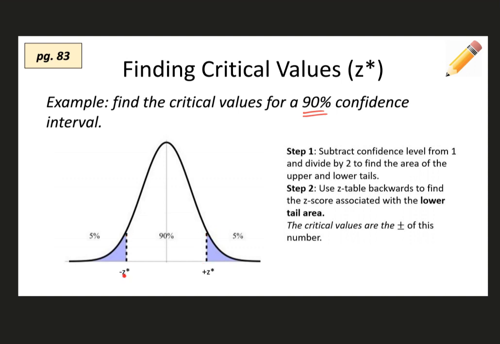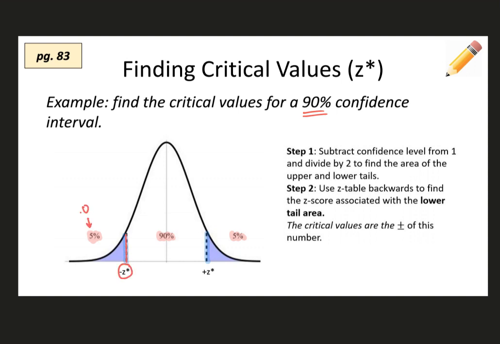Well, to figure out what our critical values are, so where we're going to cut off our distribution, we're going to take our confidence level, 90%, subtract it from 1, or 100%, which would leave 10%, and then we're going to divide that by 2 to figure out how much goes in each tail. So remember that these three numbers here, the 5, 90, and 5 should add up to 100%. What we're trying to figure out is where this cutoff point is to separate the middle 90% from the rest of the distribution. So we're going to basically use a z-table backwards to find the z-score associated with the lower tail area. So we're just going to figure out what this z-star value is.